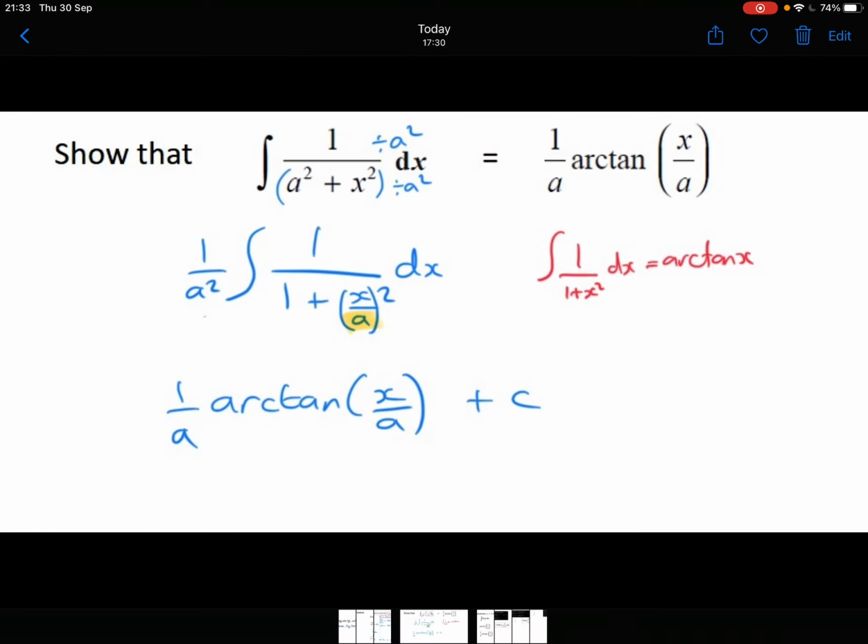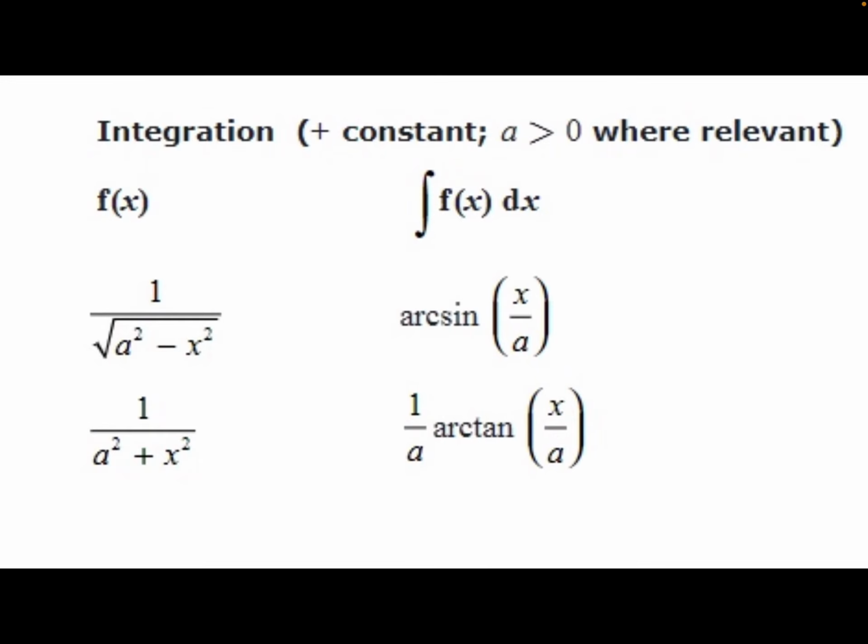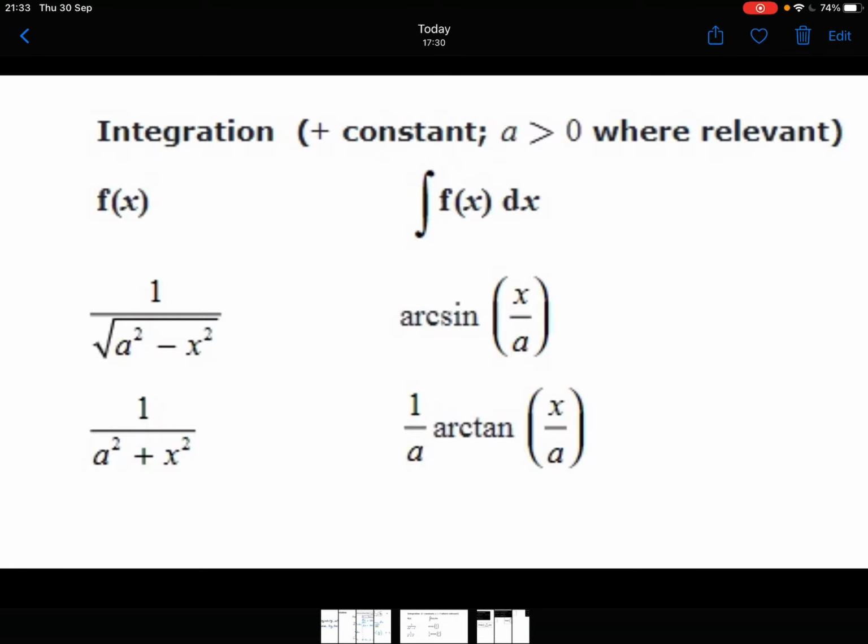Point is, by dividing through by the a squared there, I've got this new, more general formula, and you have these in your formula booklet. We could do a similar thing with the arc sine as well.